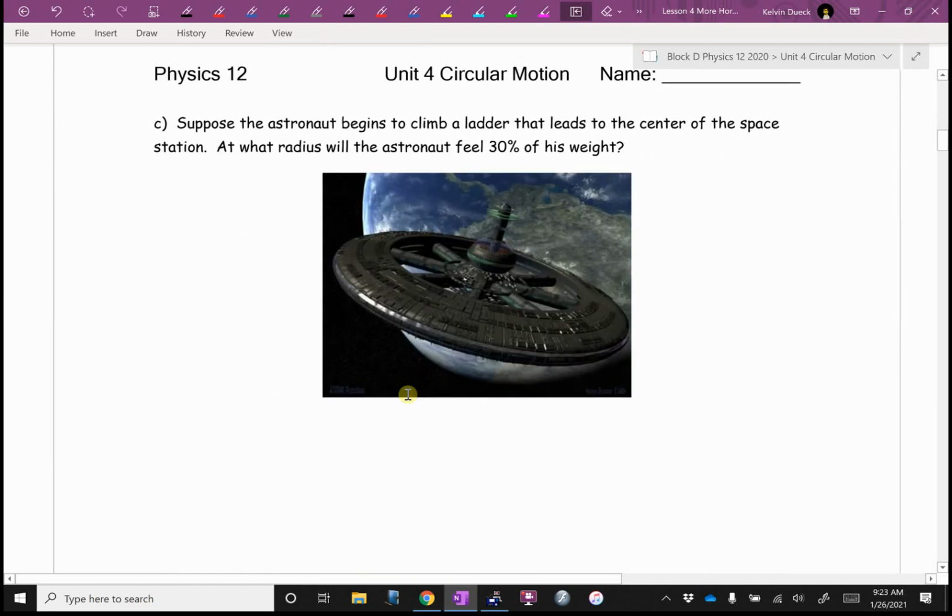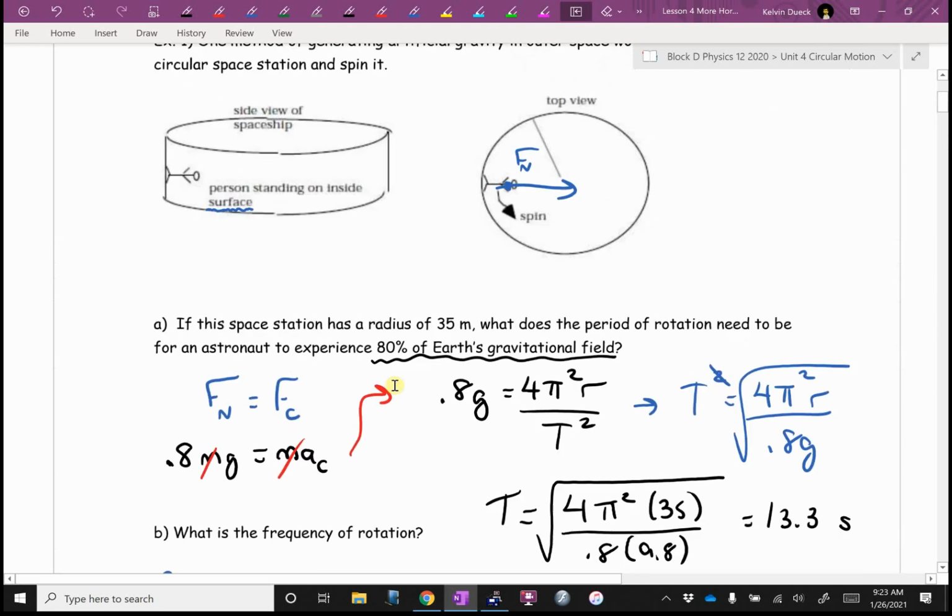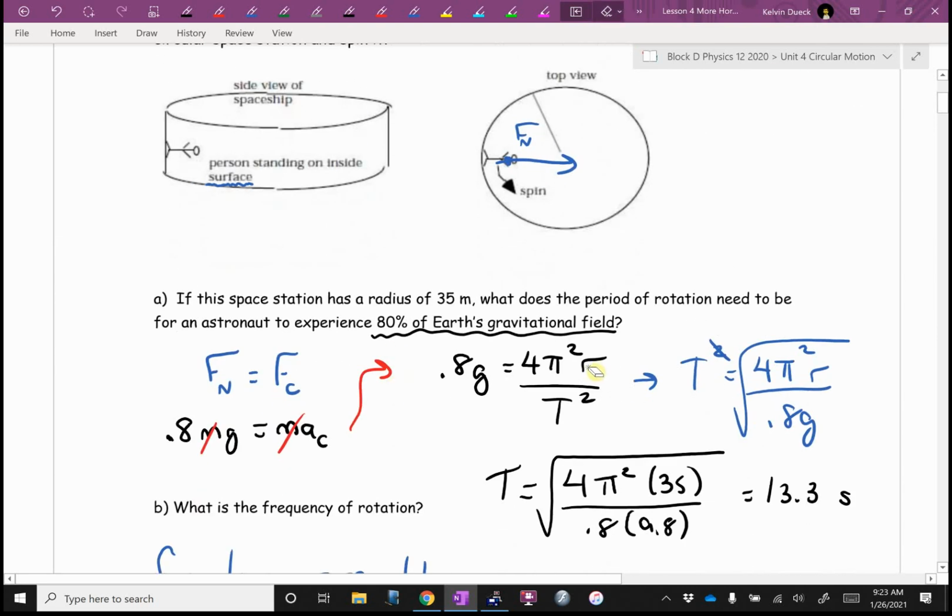Suppose the astronaut begins to climb a ladder that leads to the center of the space station. At what radius will the astronaut feel 30% of his weight? Will that work, Mr. Dewick? As r gets smaller, so here's our equation for fake gravity. As this number gets smaller, would this number get smaller as well? I think so. Okay? In other words, if I put a smaller r there, I'll get a smaller answer, so a smaller percentage of gravity. Okay, yeah. As you climb towards the center, gravity would get weaker and weaker.